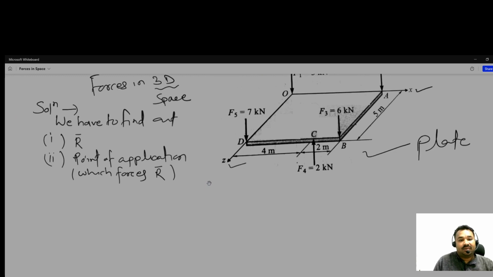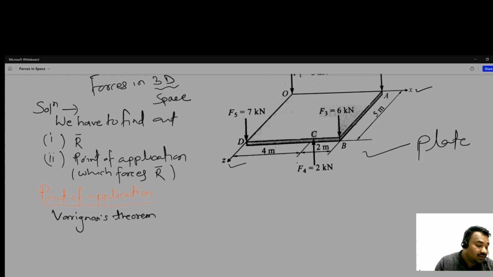So how to get the point of application? Let us do it from the reverse direction. Okay, we should know what our objective is. So how to find out the point of application? For that, remember we need to apply Varignon's theorem.